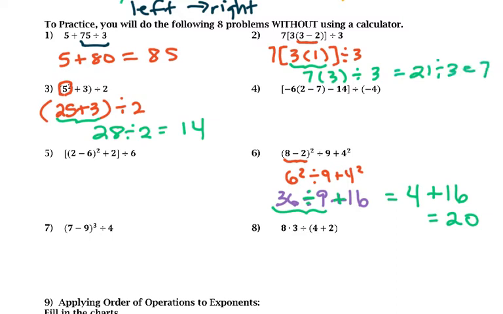Now number 4, I'm not going to do that one, but notice that there's nested parentheses also, and so you're going to do this one first and then figure out what that is and then do all of this next and then bring in the divided by -4.